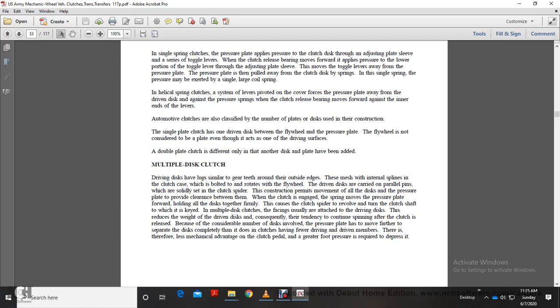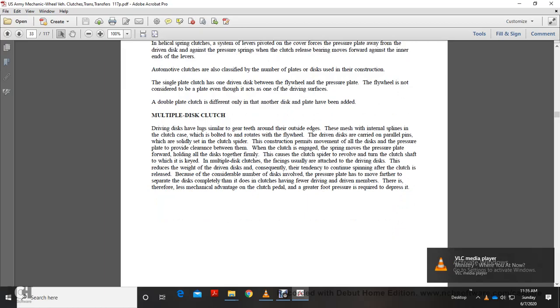Automatic clutches are classified by the number of plates and discs used in the construction. A single plate clutch has one driven disc between the flywheel and the pressure plate. The flywheel is not considered to be a plate, even though it acts as one of the driving surfaces. A double plate clutch is different only in that another disc and plate have been added.